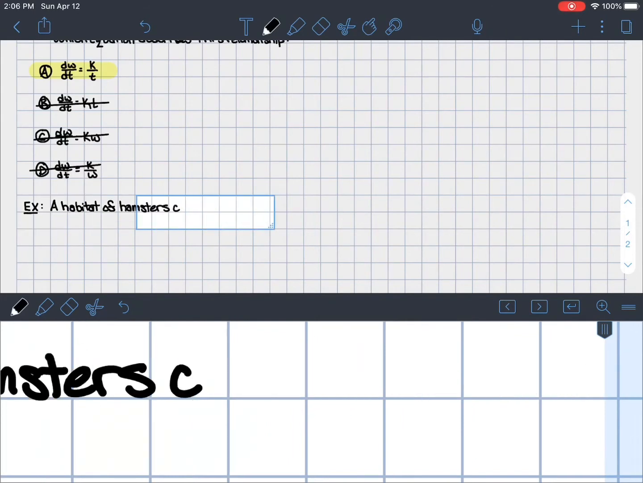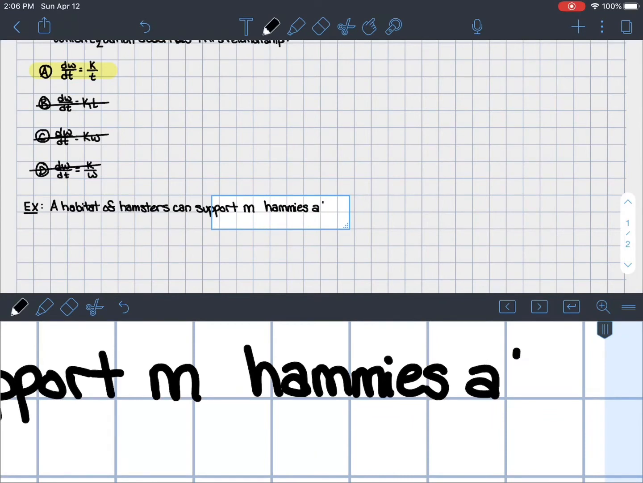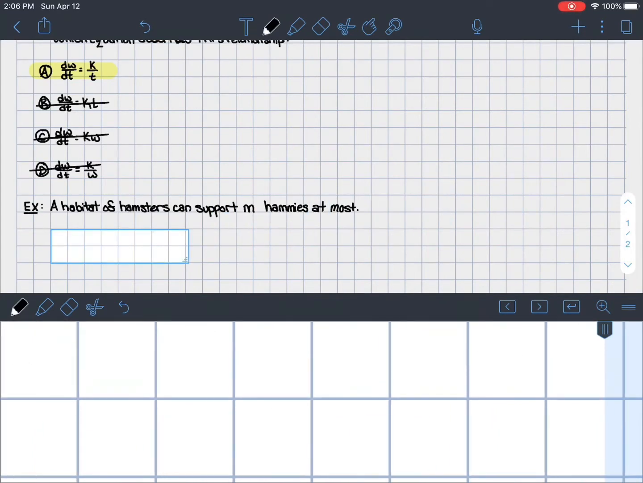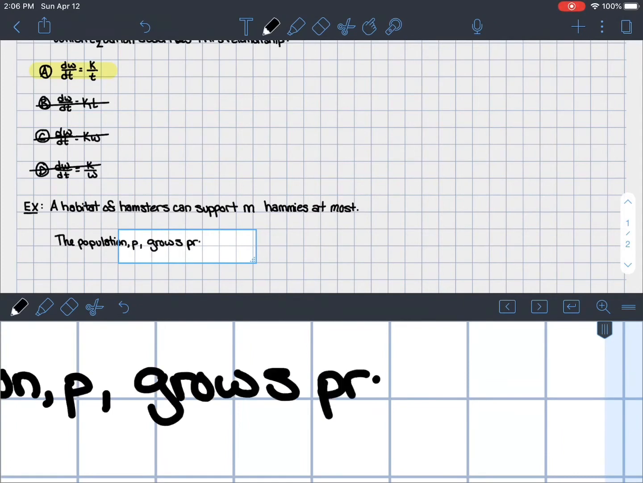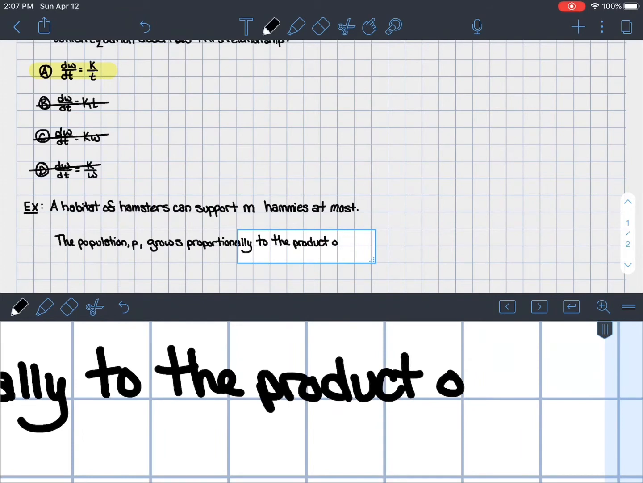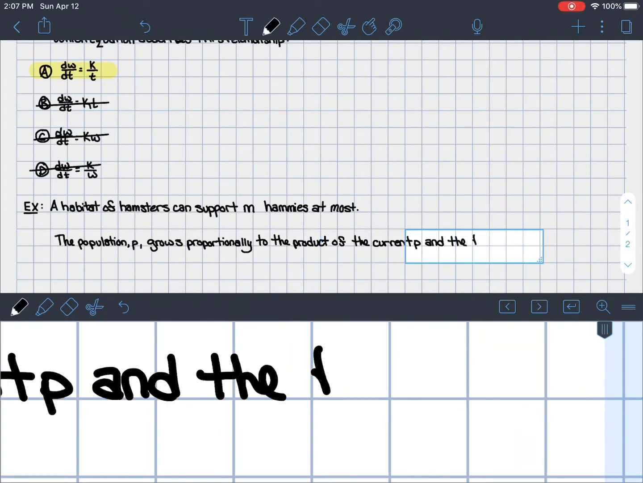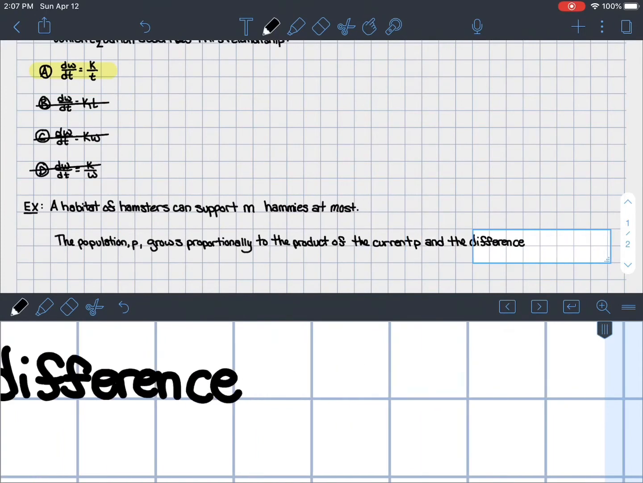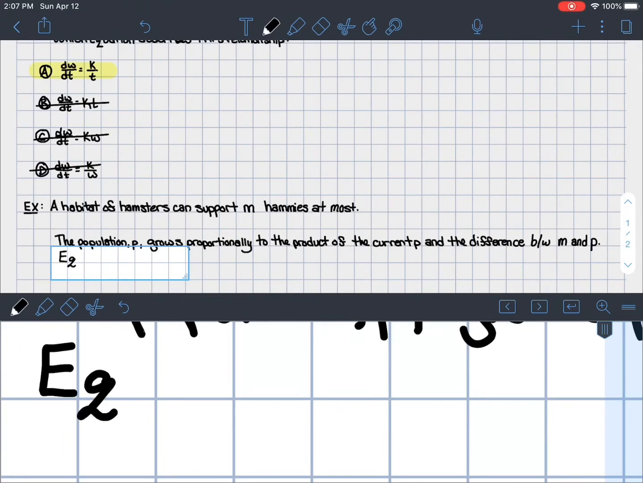Example: a habitat of hamsters can support M total hammies at most. We're going to pay attention very much to the way this is written. The population grows proportionally, so it's going to be dP/dt, and it's growing proportionally, so these things are going to be in the numerator.